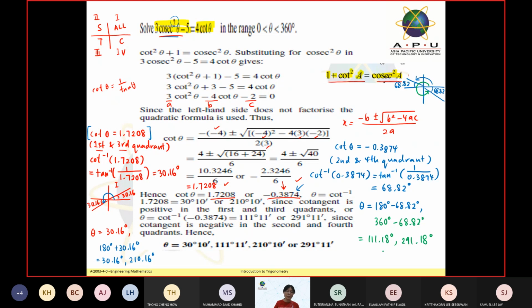That means for these questions, we have 4 answers. For the final answer, you should list out all of them. Arranged according to value: 30.16 degree, then 111.18, then 210.16, and the last is 291.18. So we have 4 answers here. That's how we find the angle.